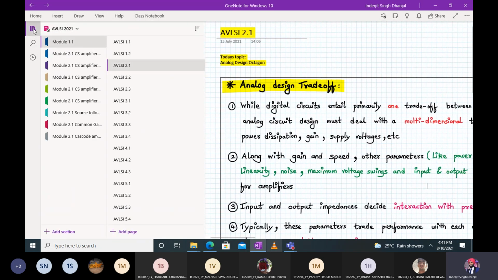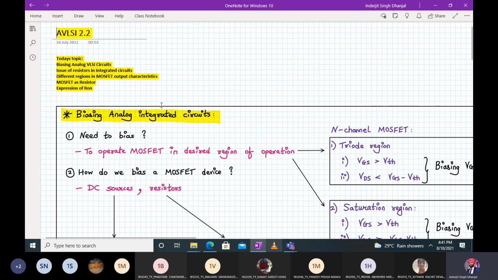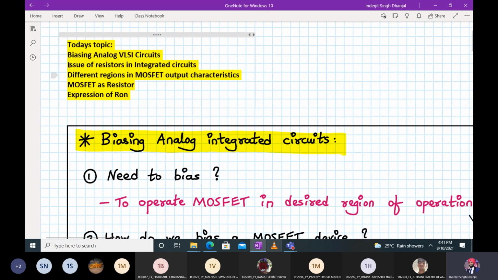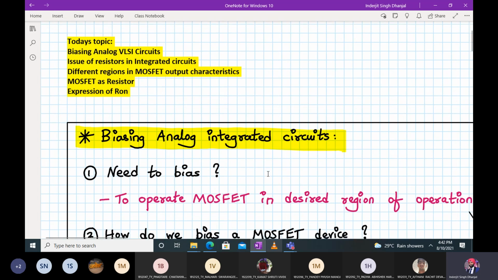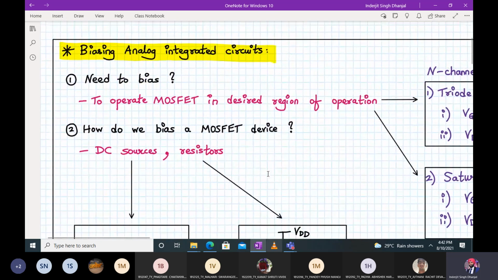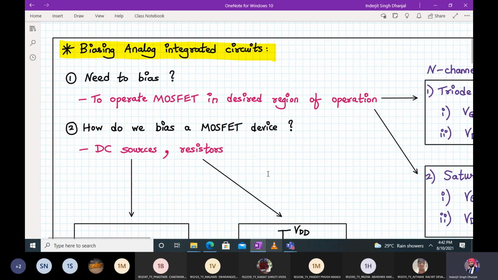So we'll go to AVLSI 2.2. Okay. So in 2.2, we will be discussing the following topics. How do we bias analog VLSI circuits? Then we'll discuss the issue of resistors in integrated circuits. Then we'll also discuss the different regions in the MOSFET output characteristics, MOSFET as a resistor, and a very first expression of Ron. We will derive that. So let us start with biasing analog integrated circuits.